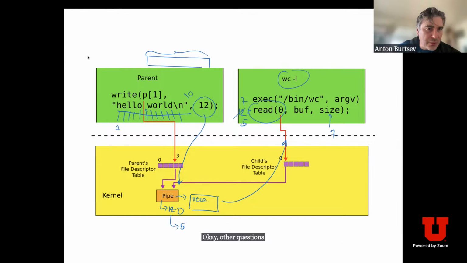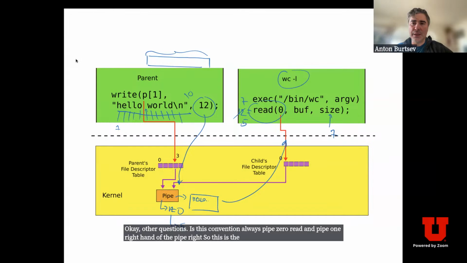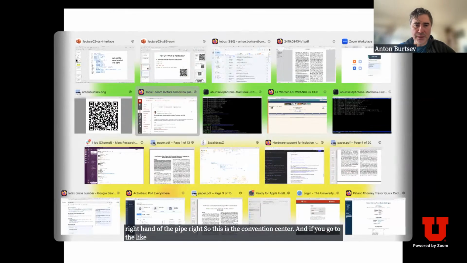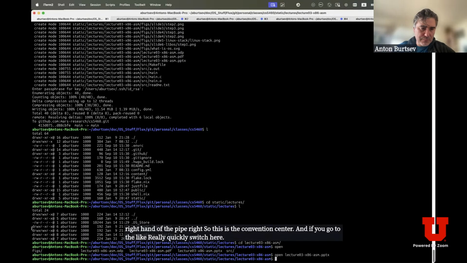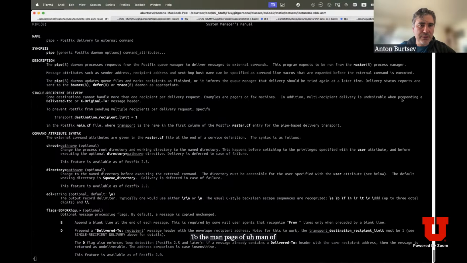Is this convention always pipe 0 for reading and pipe 1 for the write end of the pipe? Right, this is the convention. And if you go to the man page, let me really quickly switch here to the man page of pipe.